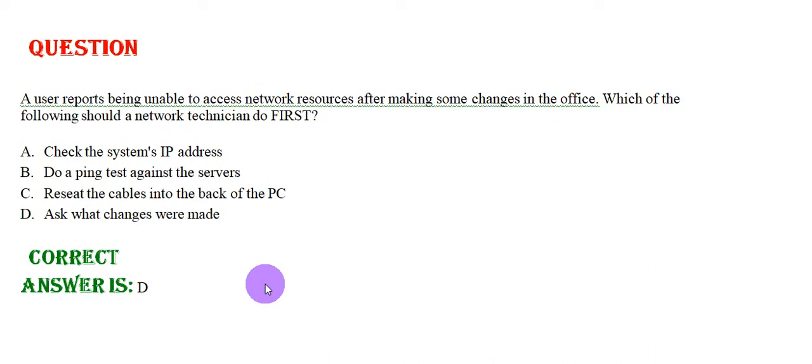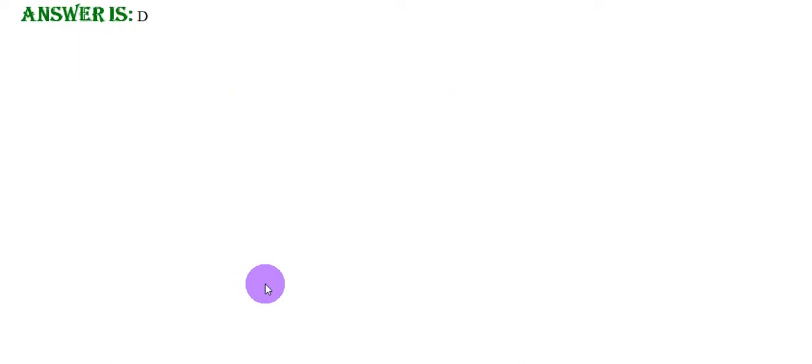A user reports being unable to access network resources after making some changes in the office. Which of the following should a network technician do first? Option A, check the system's IP address. Option B, do a ping test against the servers. Option C, reset the cables into the back of the PC. Option D, ask what changes were made. The correct answer is option D.